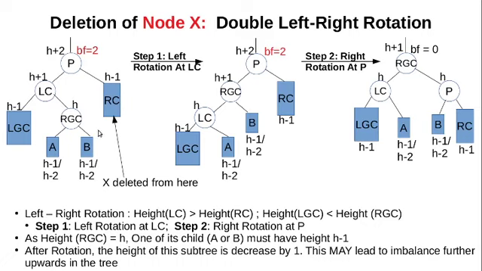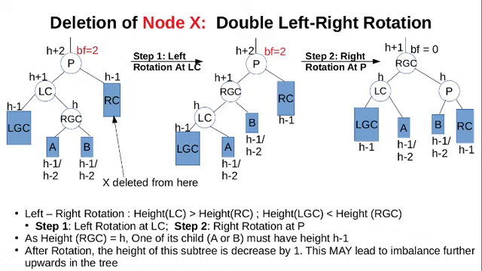Assume that node X was deleted from the subtree of RC and its height got shrunk. When we walk upwards in the tree starting from the parent of the physically deleted node, P is the first unbalanced node in the tree and its balance factor is +2.